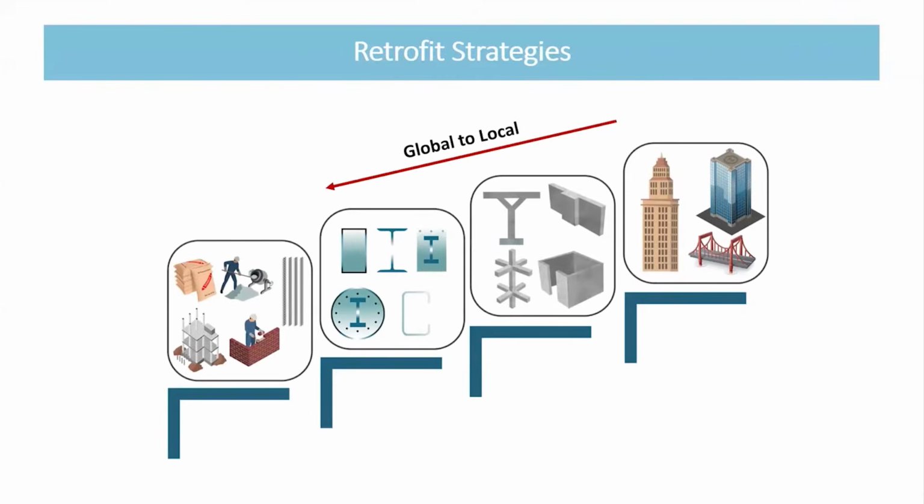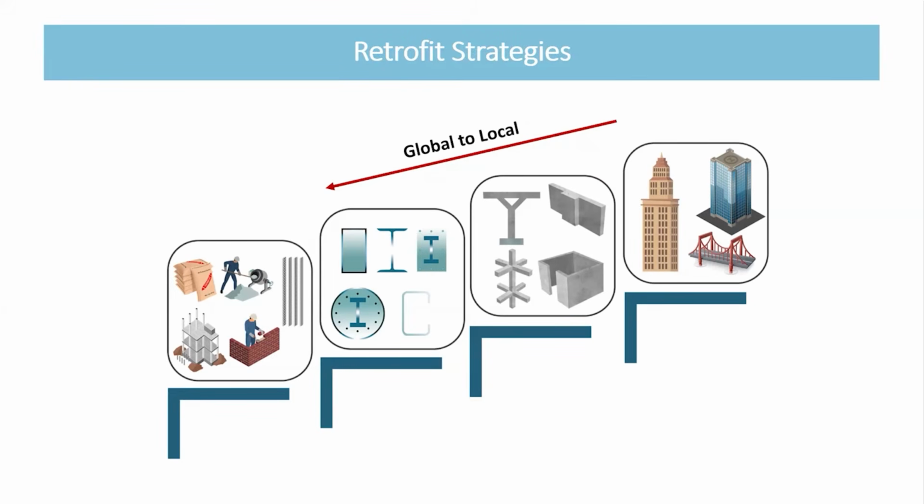And the most important point that I want to make is that when we do the retrofit, we should try to go from global to local, because we must attempt to find a global solution for the problem before finding a local solution. And the reason is that if you fix the global issue, all of the local issues will disappear. But if you don't fix that, you have to fix every member in the structure.